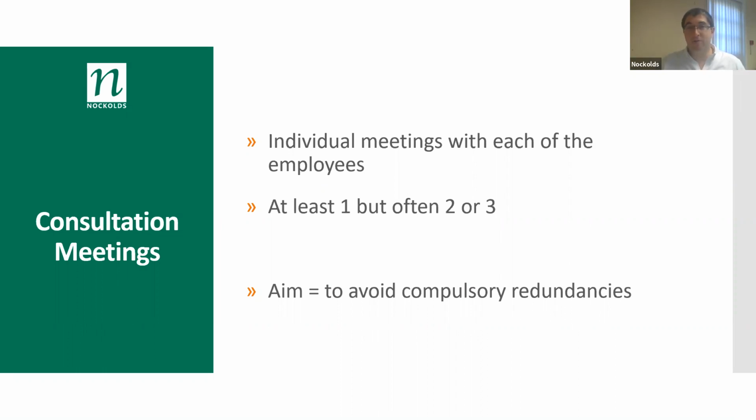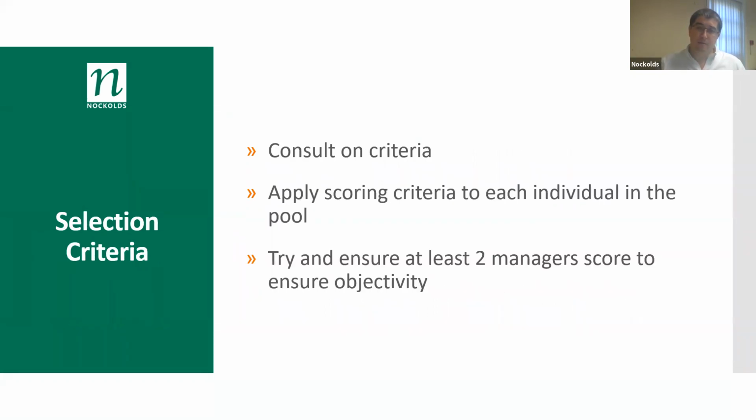Obviously, if you can, great, implement it, everybody moves on and the redundancy process comes to an end, at least for that individual. If not, then we're looking at having to make a decision who is to be made compulsory redundant. And you do that by applying selection criteria.